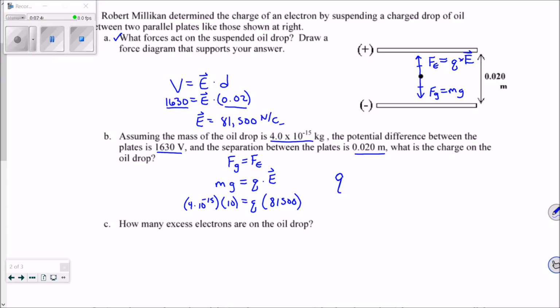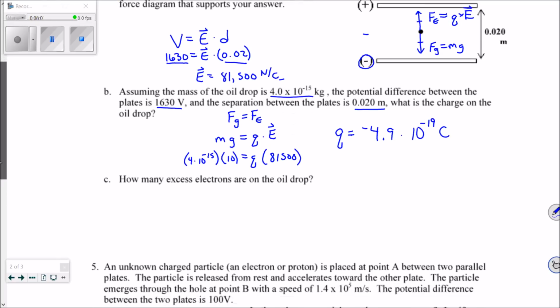I calculate my charge to be 4.9 times 10 to the negative 19th coulombs. I have a negative plate right here, which means to have an upward force, I must have a negative amount of charge. So technically, I should have a negative 4.9 times 10 to the negative 19th coulombs.